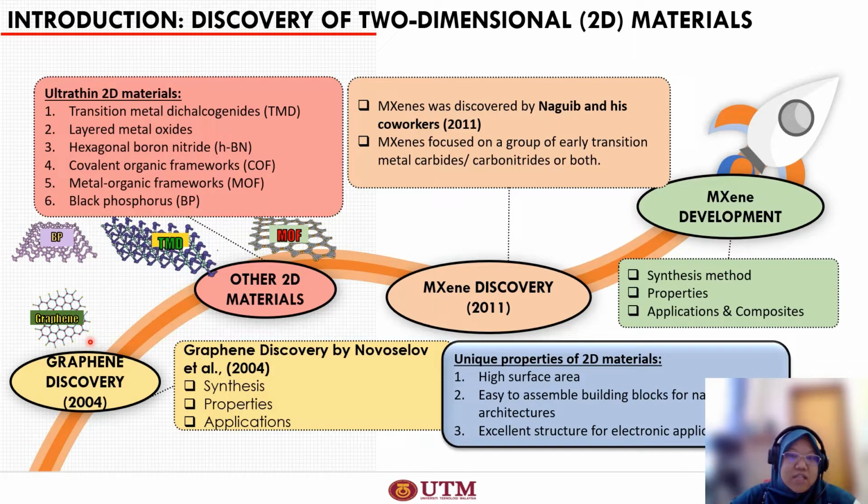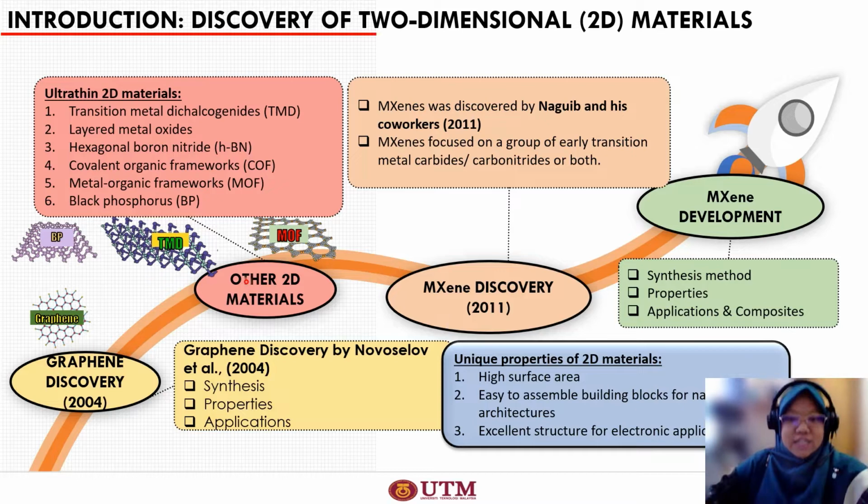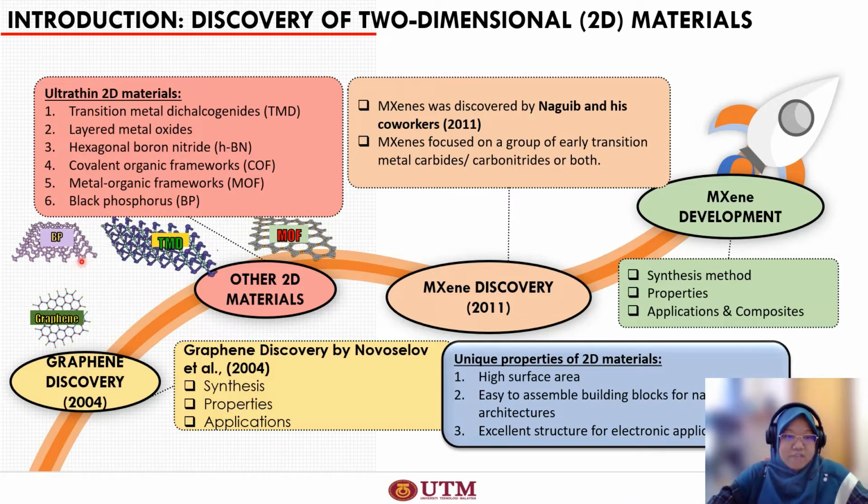Since the discovery of graphene, many researchers try to explore more 2D materials. Therefore, we have several types of 2D material here. As we can see here, we have the BP, which is the black phosphorus 2D material, and another one is TMD, transition metal dichalcogenides, and also here we have the MOF, which is the metal organic framework. Recently in 2011, the researchers found another type of 2D material, which is called MXene.